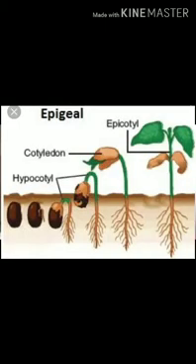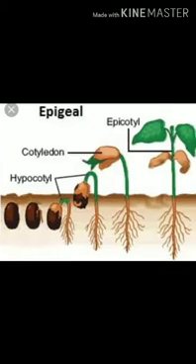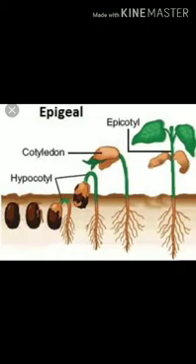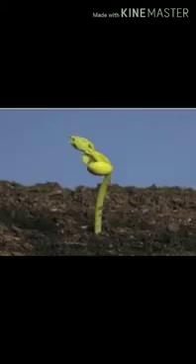Epigeal means the hypocotyl elongates and the cotyledons are pushed above the ground. That is called castor bean. These are the examples. That means here the hypocotyl elongates, but the cotyledons are pushed above the ground. The cotyledons come above the ground level, and bean is the most important example for that purpose.